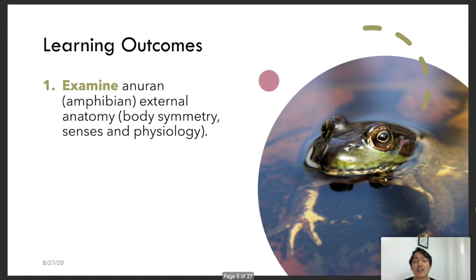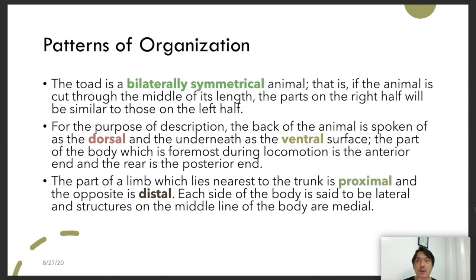So for our learning outcomes this lesson, we examine Anuran or amphibian external anatomy, their body symmetry, senses, and physiology. So the toad is bilaterally symmetrical, toad or a frog. So technically in the laboratory we're using the toad. Okay, it's also a member of Anuran families. So the toad is bilaterally symmetrical. That is, if the animal is cut through the middle of its length, the part of the right half and the left half is similar.